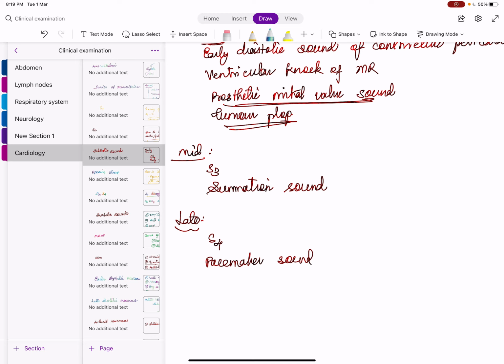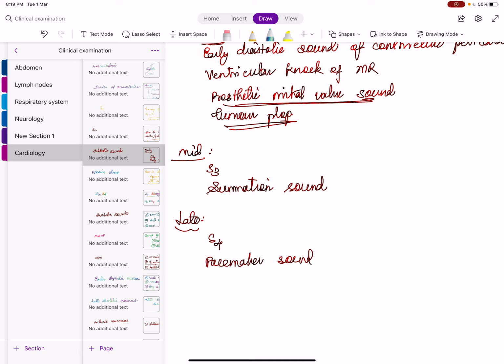If S1 is not heard, it is definitely soft. So we say S1 is soft when it is not heard. Give one condition where S1 is not heard. Pansystolic murmur of mitral regurgitation, where the murmur begins with S1. So the actual description of the murmur will be a pansystolic murmur which obliterates S1. So we will not hear S1 at all, in the murmur of mitral regurgitation.